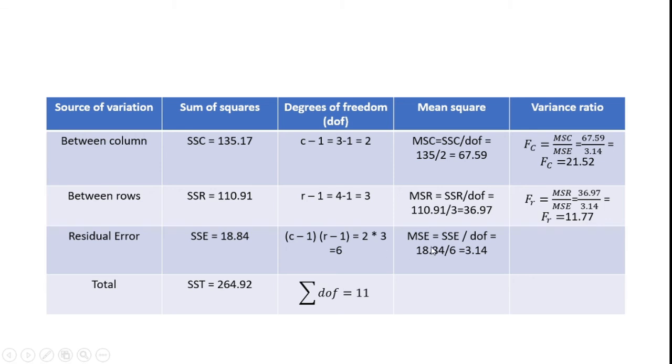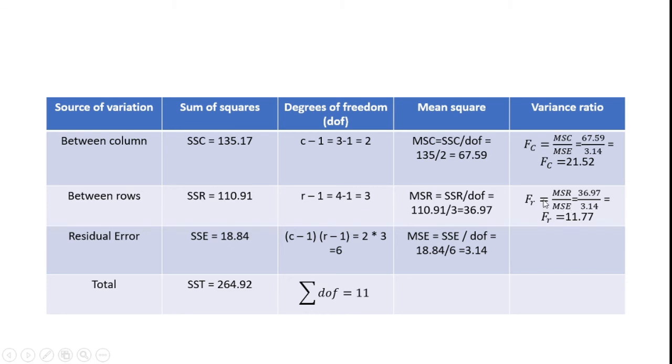From this, I can identify mean square error is equal to sum of square error divided by degrees of freedom. Already we know the degrees of freedom of error is 6. So the sum of square available with the error is 18.84 divided by 6 is equal to 3.14. I substitute the value 3.14 into the MSE in the variation ratio formula, which is FC is equal to MSC divided by MSE is equal to 67.59 divided by 3.14 is equal to 21.52.